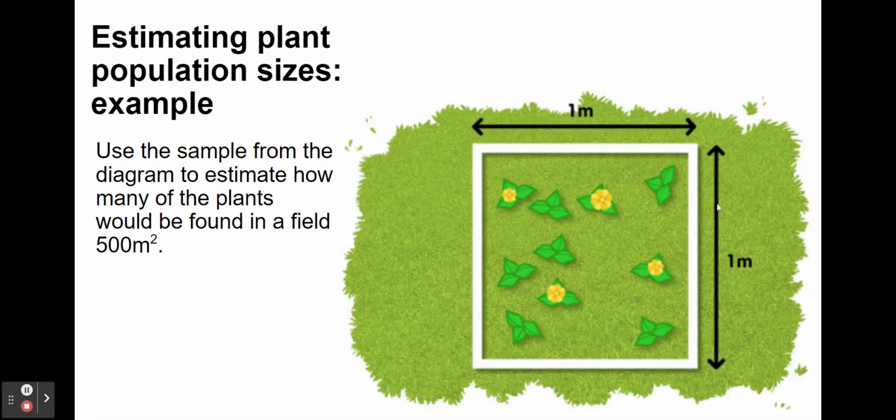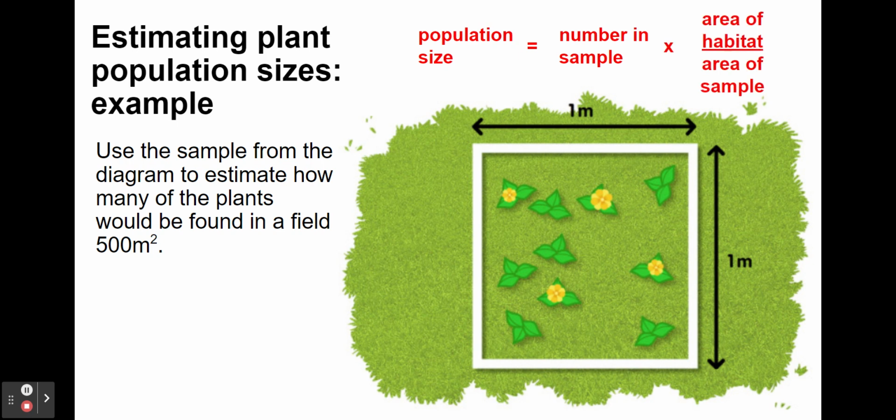Now, this is one of the examples that they could give you in a test. It says here, use the sample from the diagram to estimate how many plants would be found in a field of 500 meters squared. So we would use our equation again. This was our equation, and you would work out the population size.